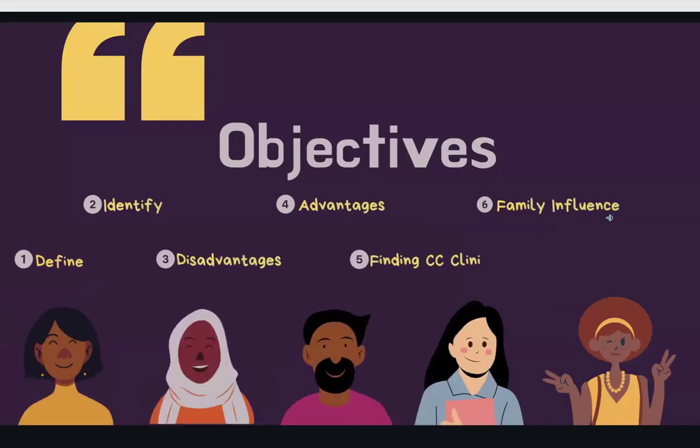So our objectives today are to define and identify the advantages and disadvantages of cultural competence, talk about how we can find culturally competent clinicians, as well as how a family can influence and impact their clinician to become more culturally competent.